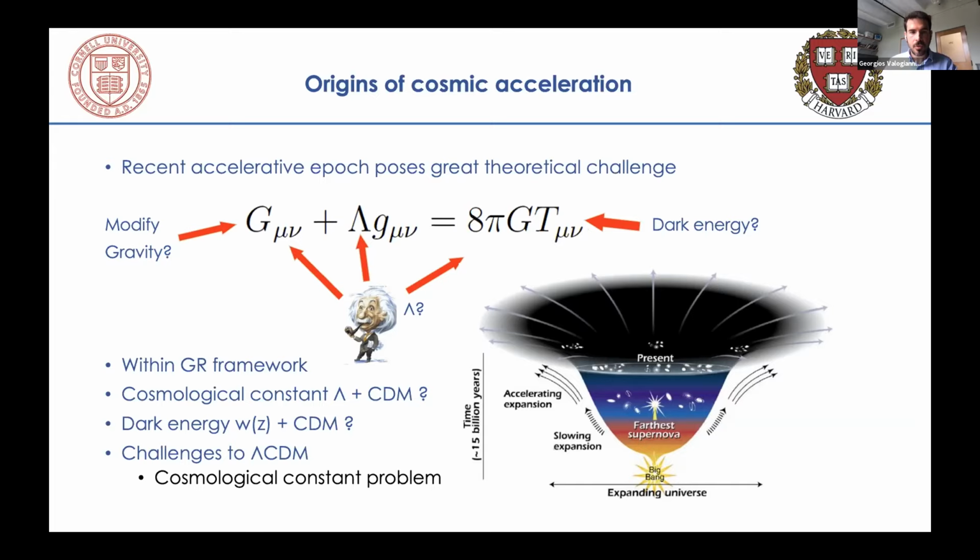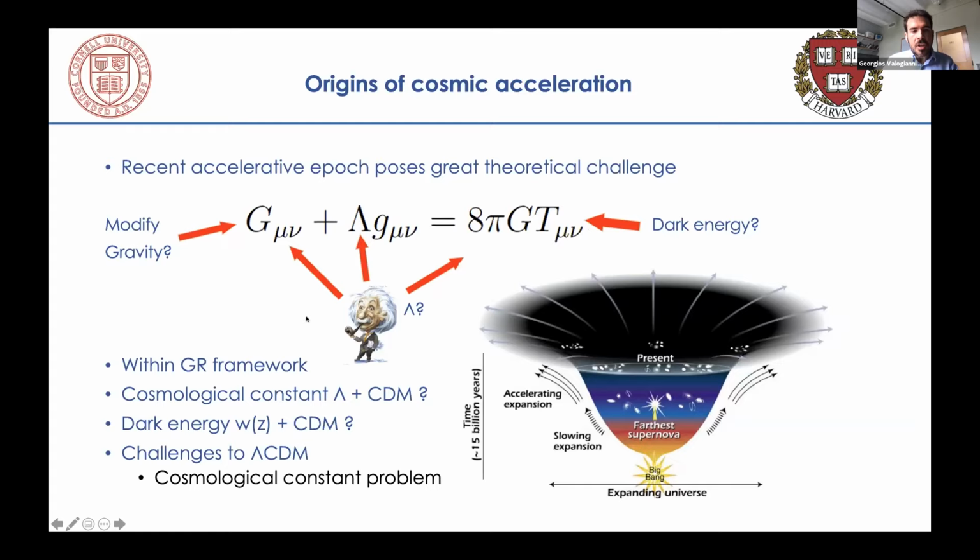Now, this lambda CDM picture has been very successful at capturing a wide range of observations over these two decades. And of course, one could even additionally consider a more generally dynamically evolving dark energy component, but this is actually not even necessary to explain observations.